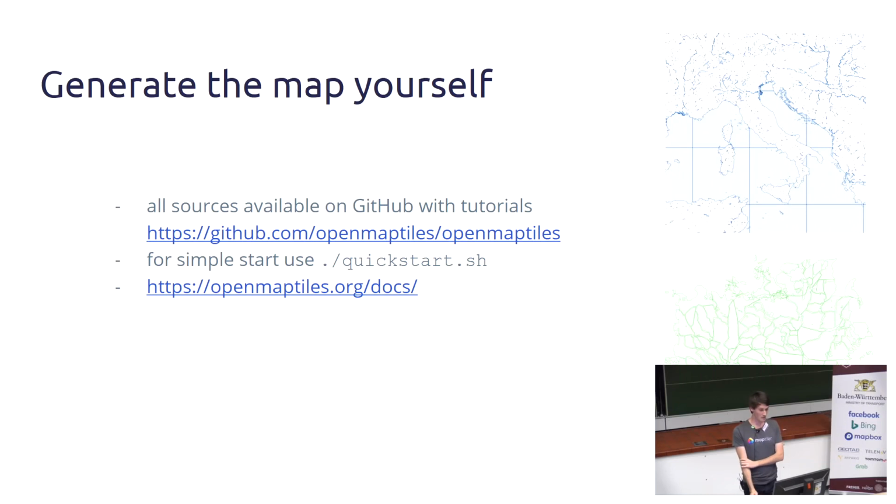So how to generate the map yourself? As I said, either you watch the presentation from last year, or you can go to GitHub and there is the tutorial, plus there is this quick start shell script, which you just run and it will guide you. There is also documentation on OpenMapTiles.org, and here you also have this viewer where you can see all the features which are there.